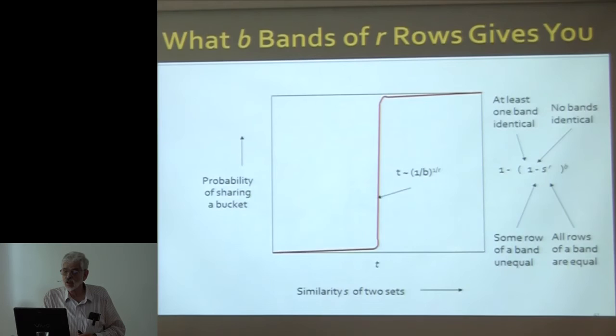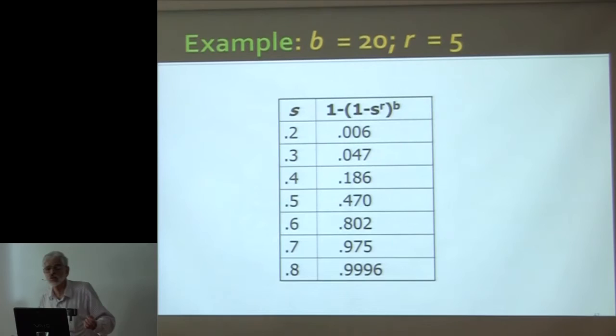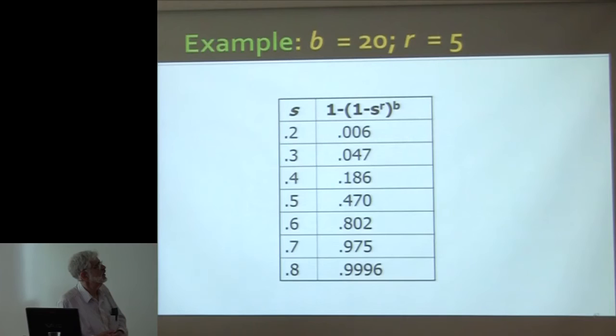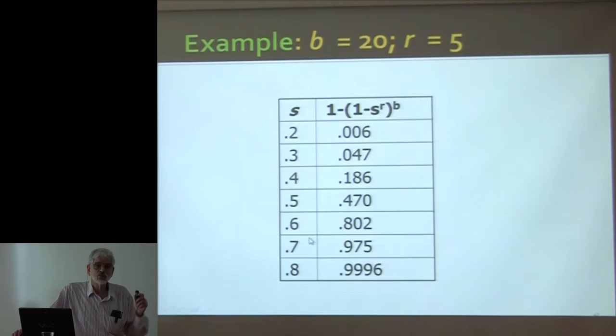For the case I was working out, B is 20 bands, 5 rows per band, this is what that function looks like. Now, it's not exactly a step function, but look, up to S equals 0.3, the function stays pretty low. And then up to 0.7, it does rise quite a bit. That is, its rise is about 0.9 in a distance of 0.4, so its slope is over 2. Right? So it really is kind of flat, then it heads up, not straight up the wall, but its slope is bigger than 1, which was the original diagonal. And then above 0.7, it flattens out again. So it's not so bad.